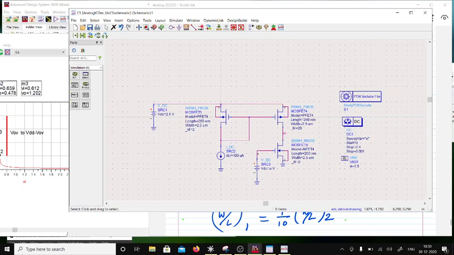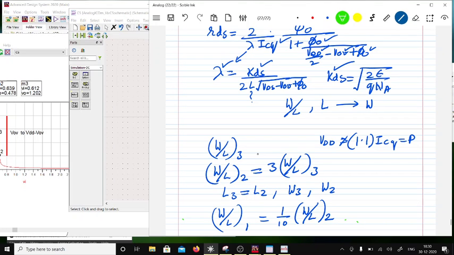Now what happens with the designer is, after certain years of experience, they say, oh, I don't want to do all this maths. Who will do all this maths, right? As long as you have your insight clear, you don't need maths.